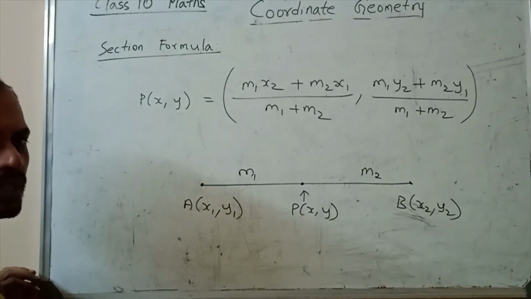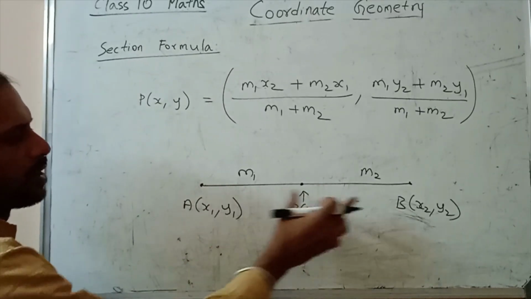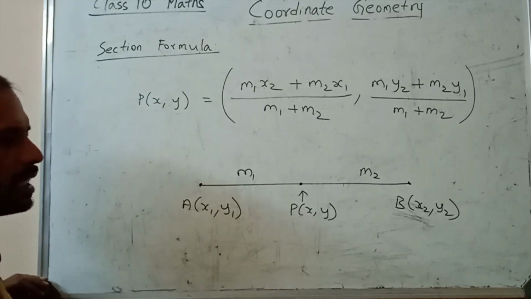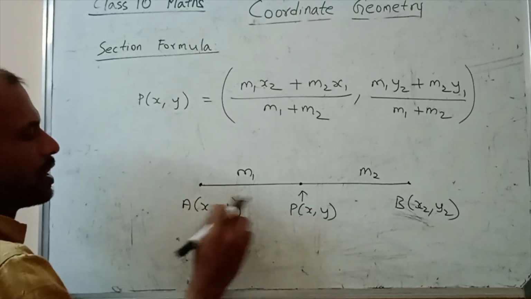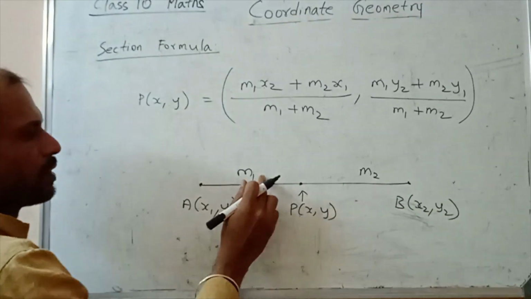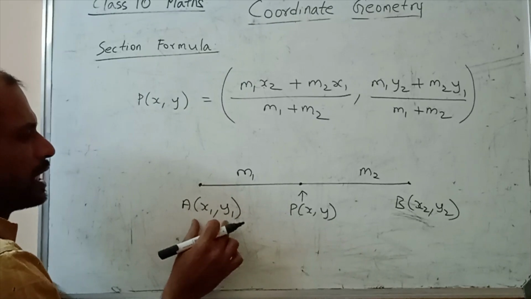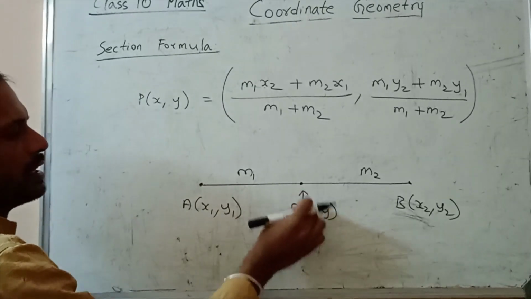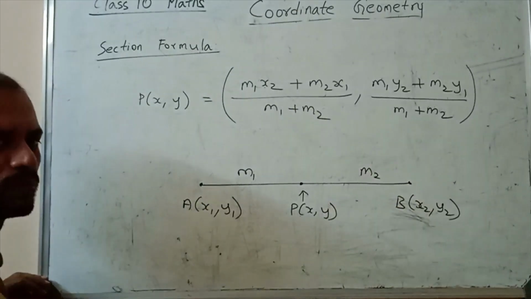The ratio m1 is to m2. For example, 2 is to 5 means this is 2 parts, this is 5 parts, like that. M1 parts and m2 parts. So this point divides the line segment joining A and B in the ratio m1 is to m2. So how to find that point? If you know A and B, we can find the point of division (x, y) using this formula. This is only the section formula.